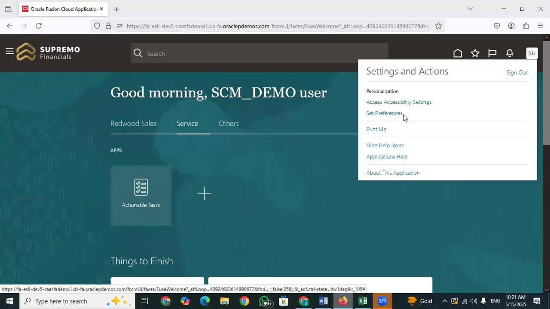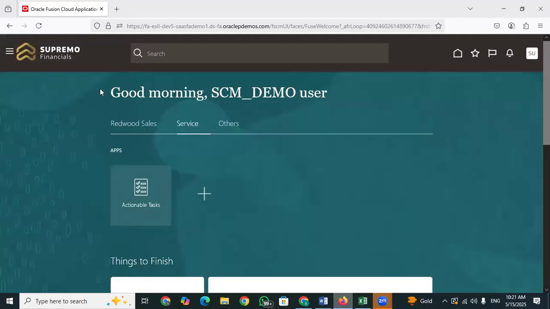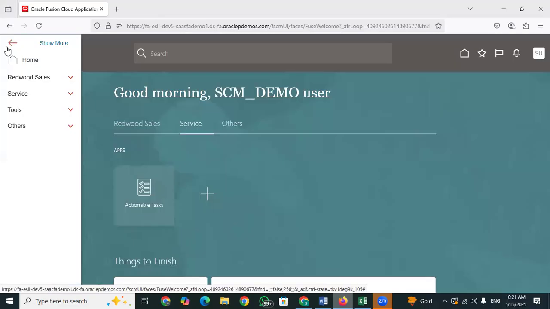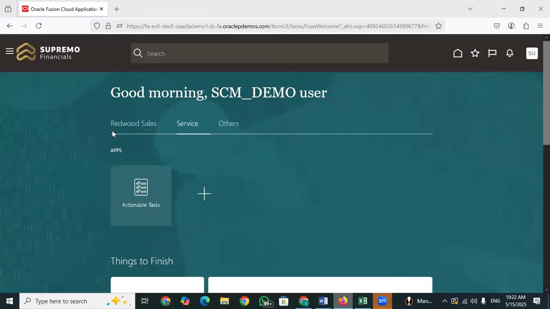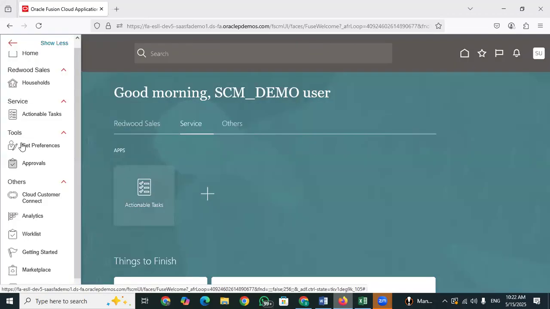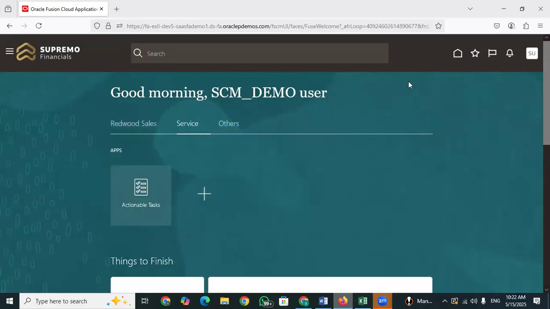This is the log out and login functional area. Setup and maintenance also comes over here. Up to now, we have not added any roles to the user. That is the reason we are not getting the setup and maintenance functional area here. Okay, this is the navigation place. Here you can see the navigations. Whatever is on the home page comes here: Redwood sales, services, tools, and others. The tools also come over here. This is a simple, familiar application.